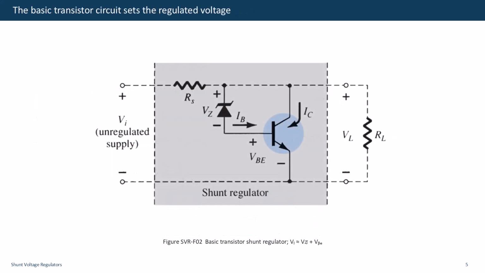In the basic transistor shunt regulator, the transistor collector emitter path is connected across the output and therefore acts as the shunt element. The Zener diode fixes the approximate base voltage. With the emitter at ground, the regulated load voltage is approximately the Zener voltage plus the transistor base emitter voltage. The series resistor limits total current and develops the correcting voltage drop.